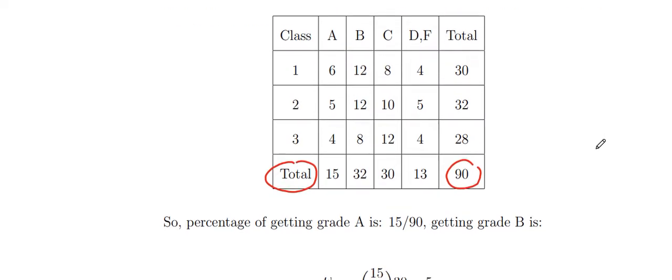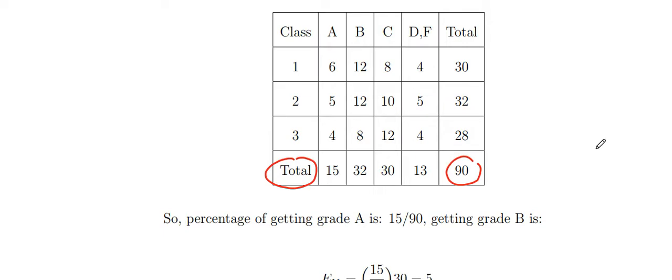Okay, so here we have the percentage for getting A, which is 15 over 90, right? Among 90 students, 15 can get A. So we can say that this is the percentage, or the chance, for getting grade A. We denote this as P_A hat, meaning it comes from the data.